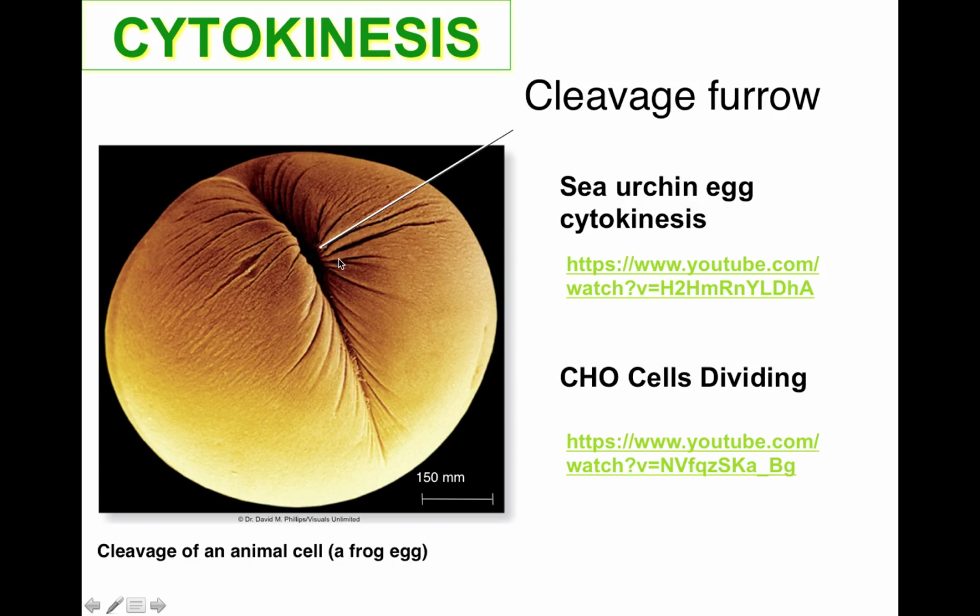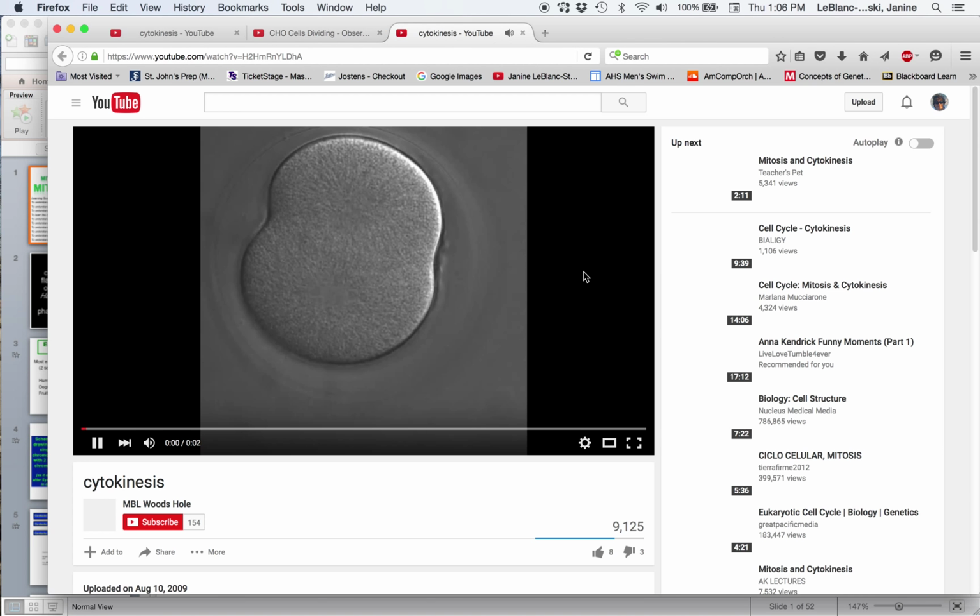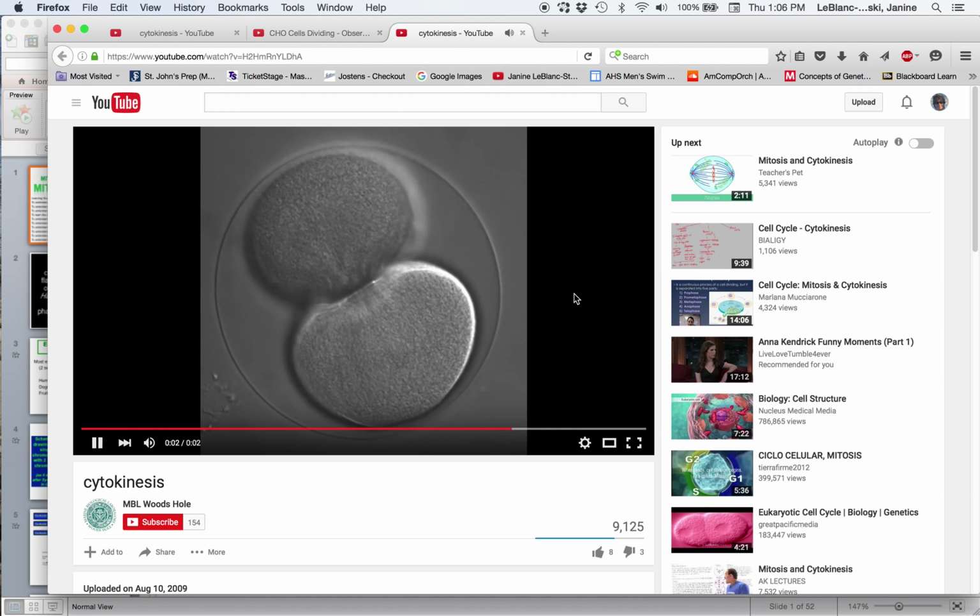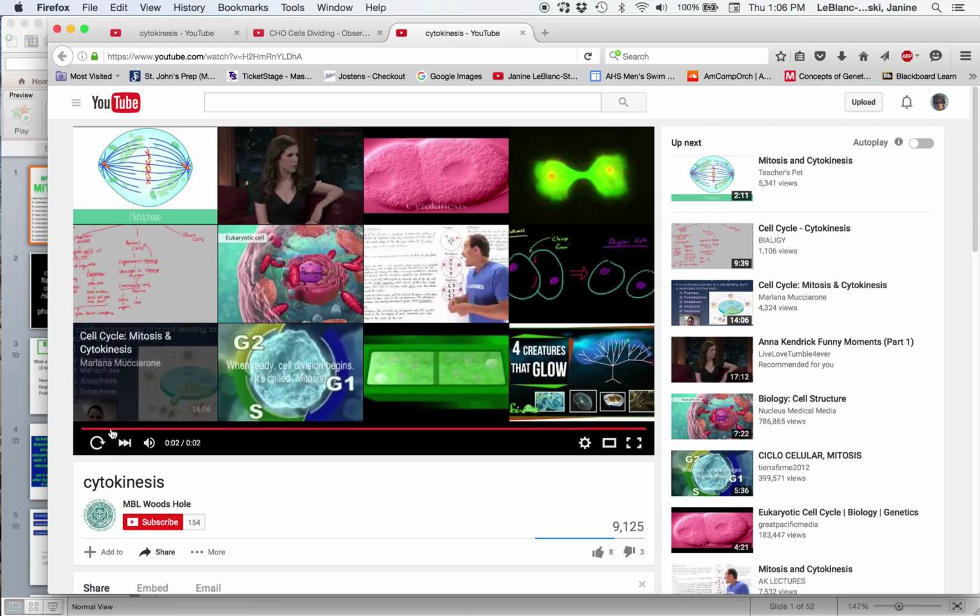Cytokinesis is the act of dividing the cytoplasm into 2 separate units equally. This is a frog egg, and you can see quite clearly the puckering and the folds where cytokinesis is initiated here as the cytoplasm is squeezed into 2 new daughter cells. This is a very short video showing cytokinesis in sea urchin.